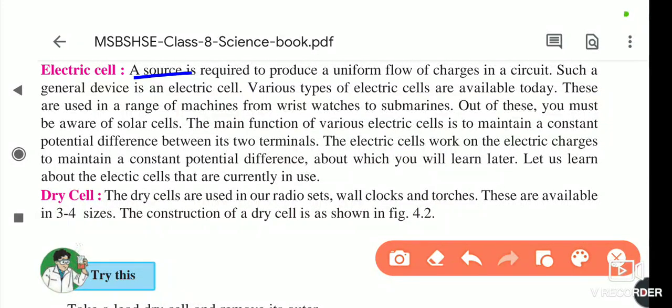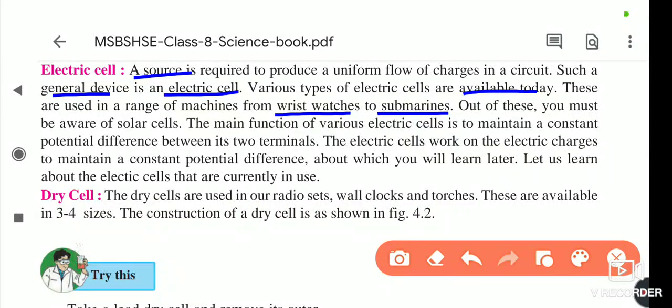Such a device is called an electric cell. Various types of electric cells are available today. Duracell is one, and there are many companies working in this field. These are used in a range of machines, from wrist watches to submarines. Wrist watches work on cells, and submarines also use electric cells.